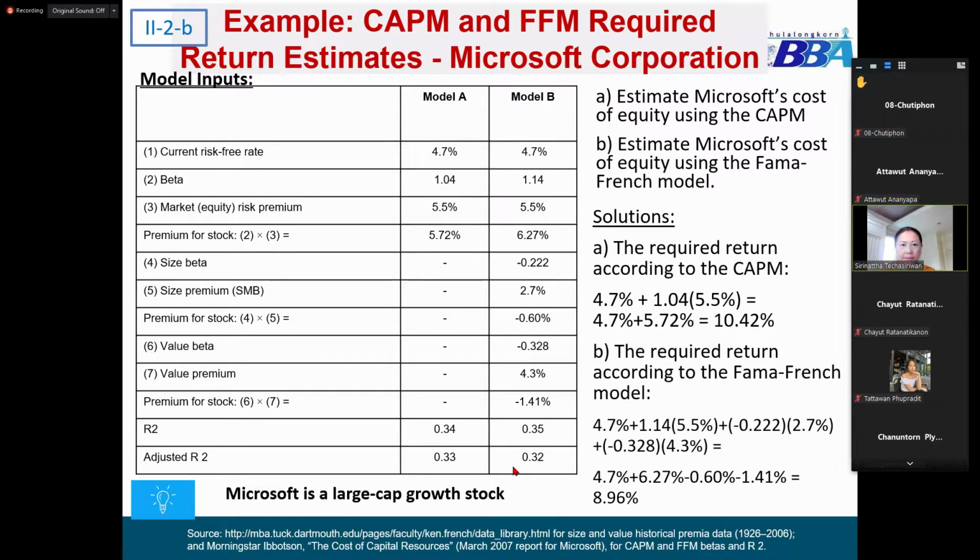This is below average market risk, because the beta from the Fama-French is lower than the beta from CAPM.